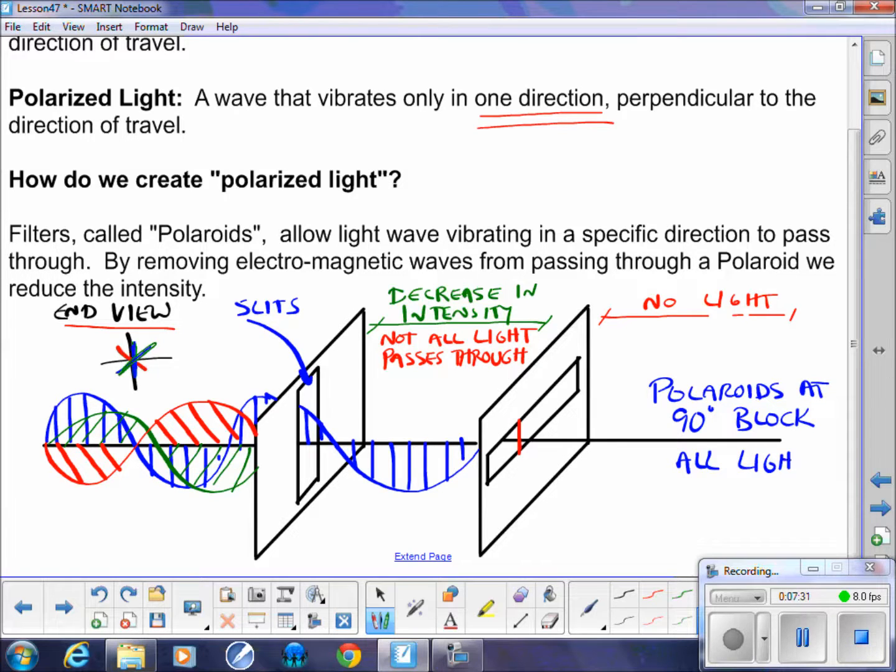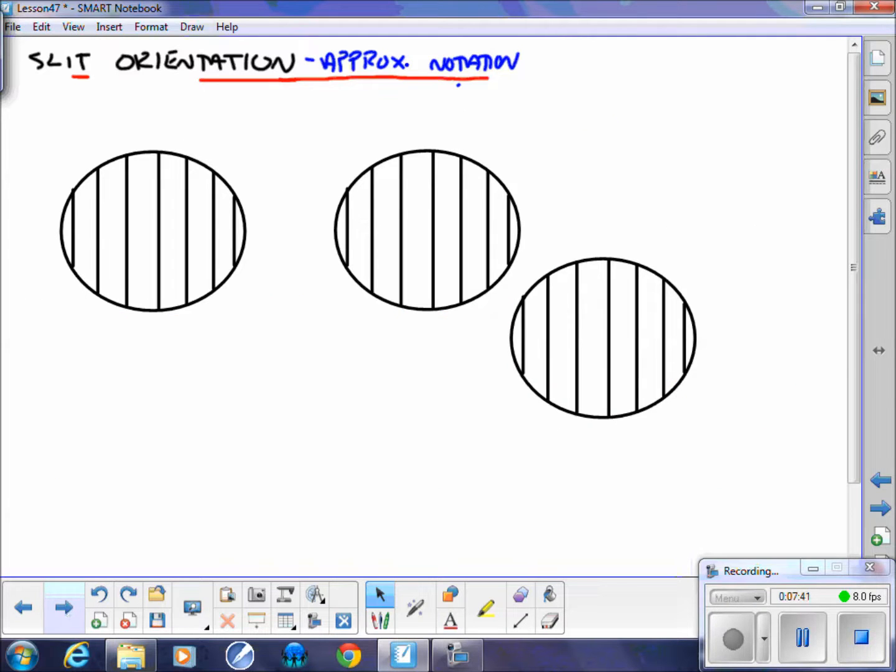So hopefully now you're asking yourself, well, what happens if they're not at 90 degrees? What happens then? And that's an excellent question. What we get into is talking about the orientation between the two slits. So these are Polaroid circles. The black lines represent our slits. Okay, so just label this. So those are our slits, and this is our Polaroid.